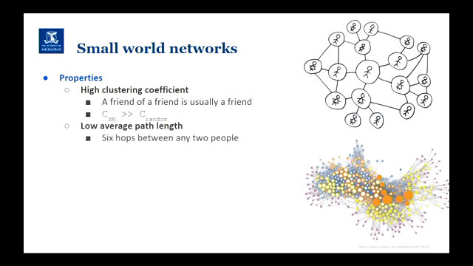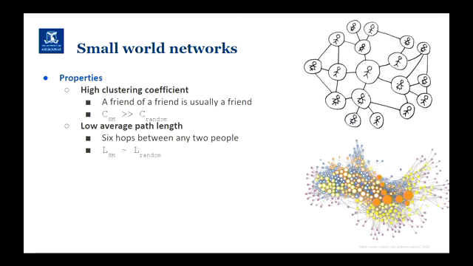So the 6 hops between any people in the world. And so the average path lengths of small world networks are actually comparable to those of random networks. And how is that possible? How can we then create artificially a graph that is a small world?